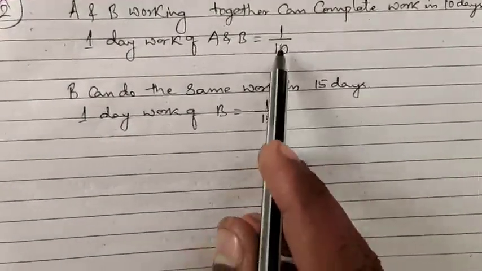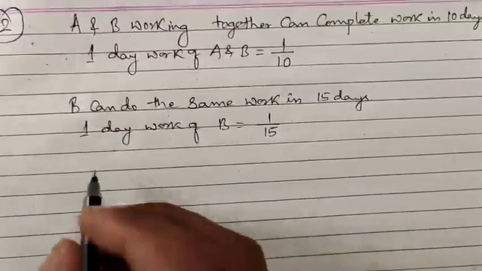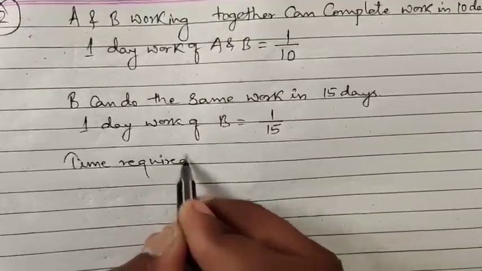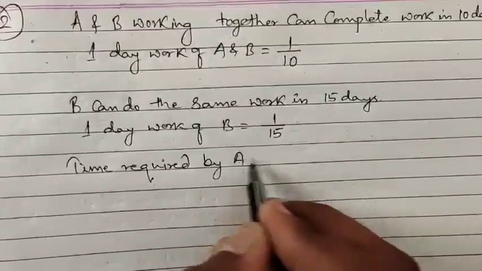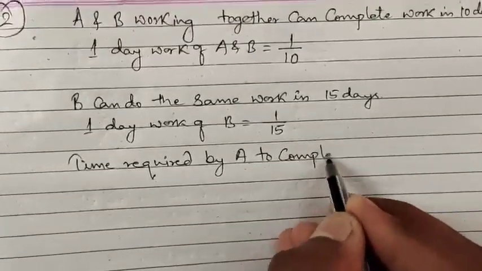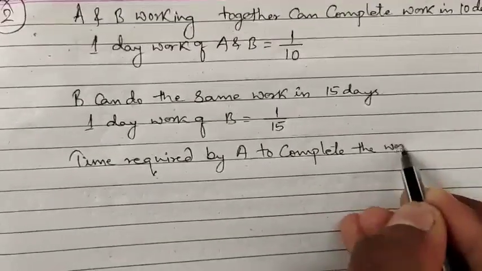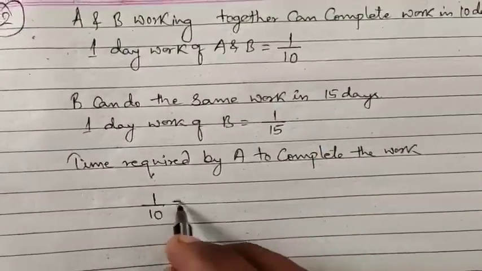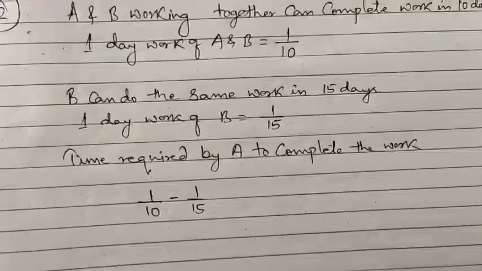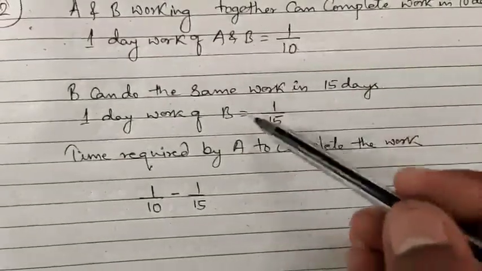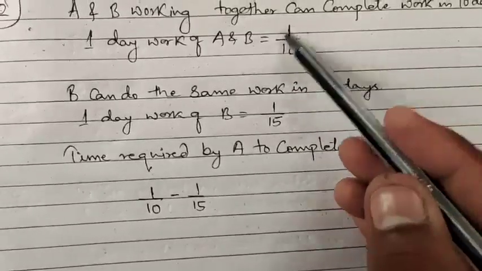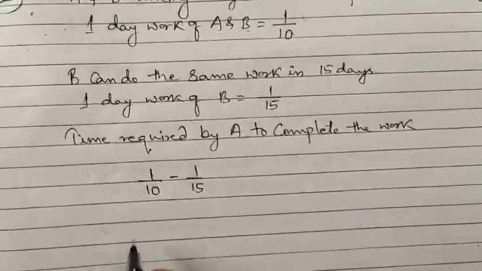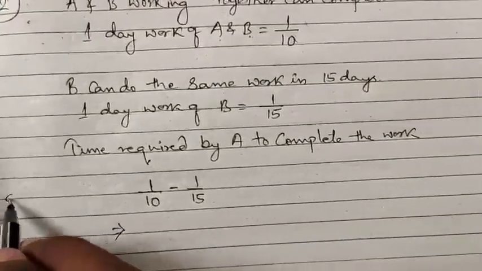It means total work minus the work of B. Time required by A to complete the work. What will we do? We will subtract the one day work of B from the work of both. This is the one day work of both, it means A plus B one day work. This is the one day work of B, which we know. So simply we will subtract. We will get the one day work of A.